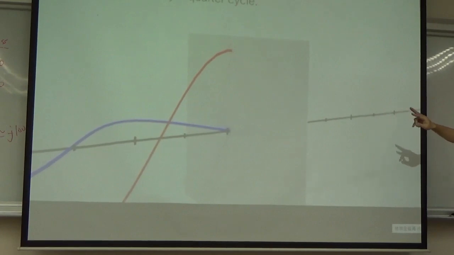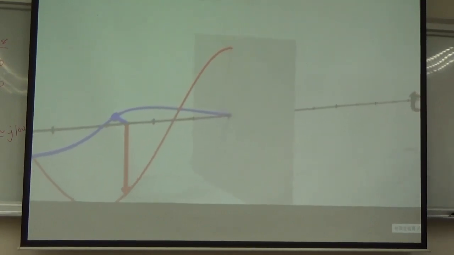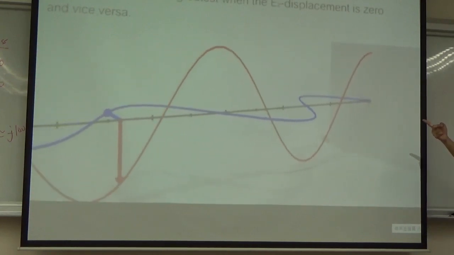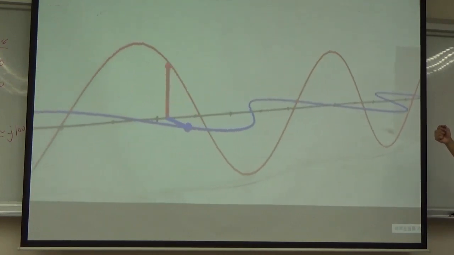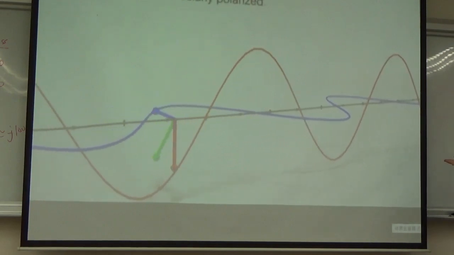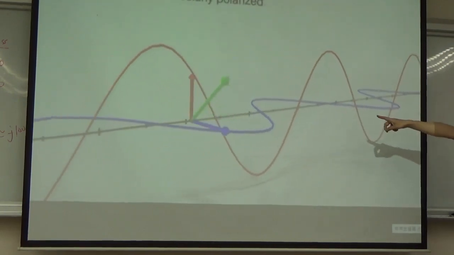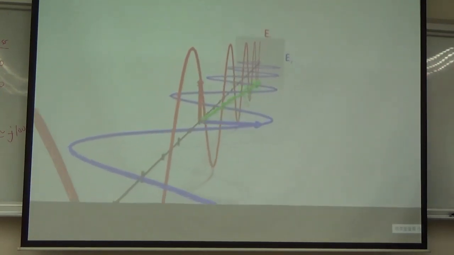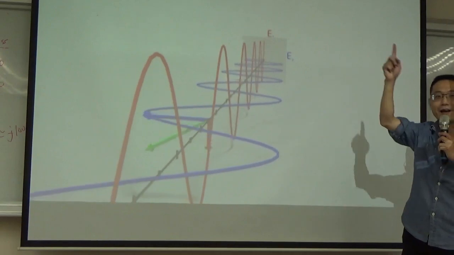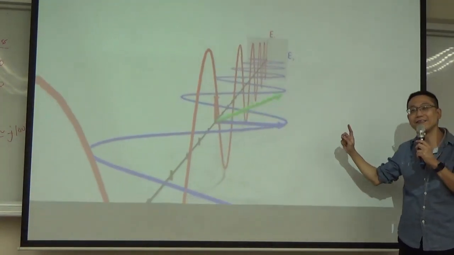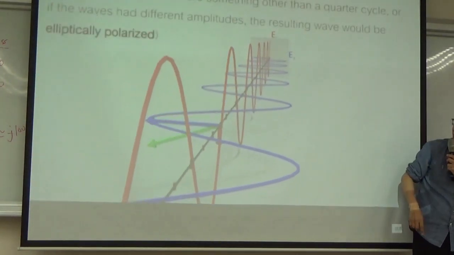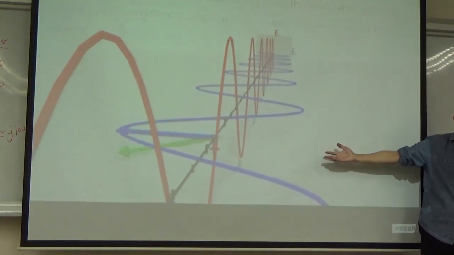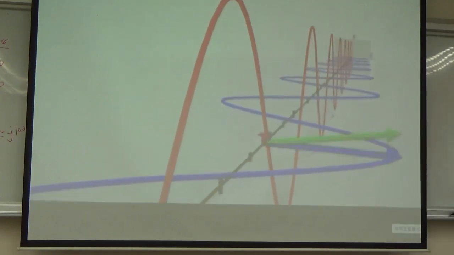But if these two E fields have a phase change, you can see the green one. If these two vectors have a phase difference, the direction of your E field will change with time. Do you want to see again? Okay. This is what polarization means. Fun, huh? Beautiful and fun. I like this video.